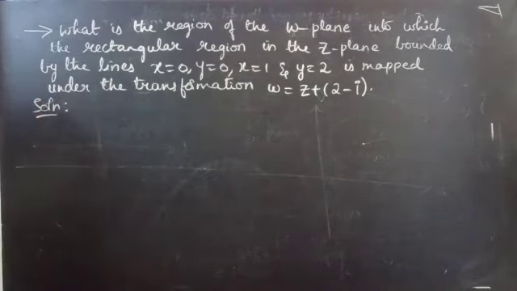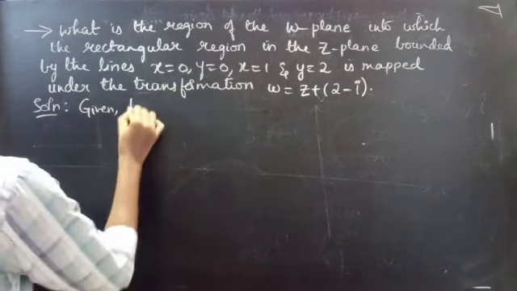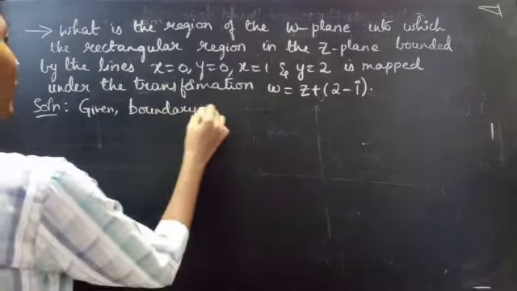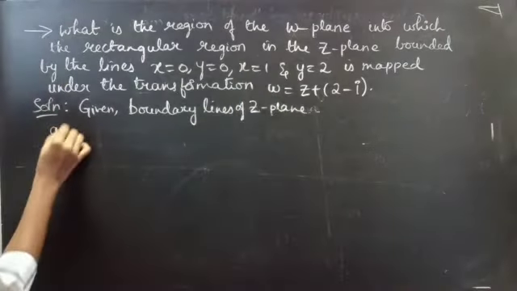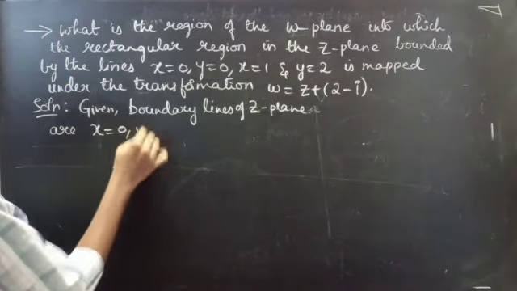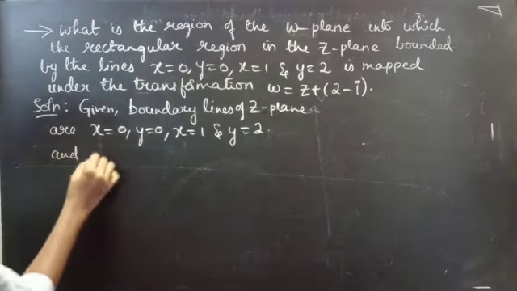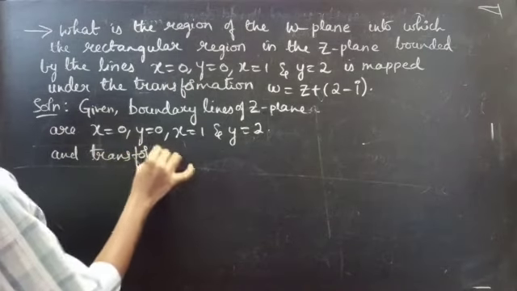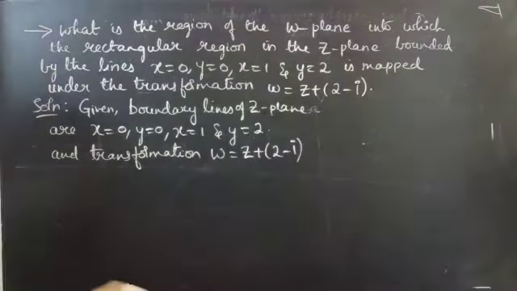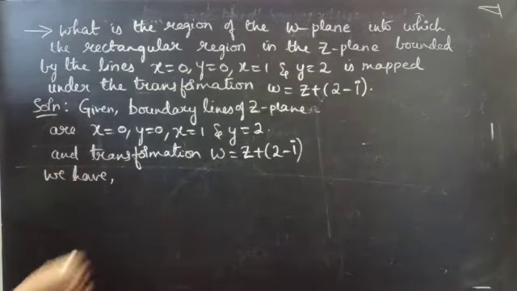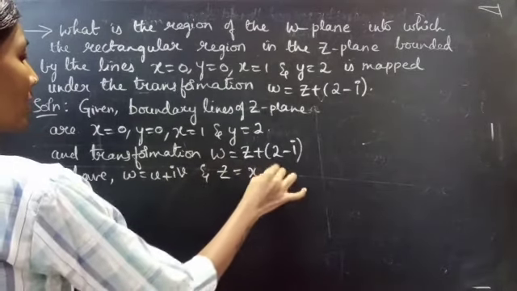Solution: the given boundary lines of the z plane are x equals 0, y equals 0, x equals 1 and y equals 2, and the transformation is omega equals z plus 2 minus i. We have omega equals u plus iv and z equals x plus iy.